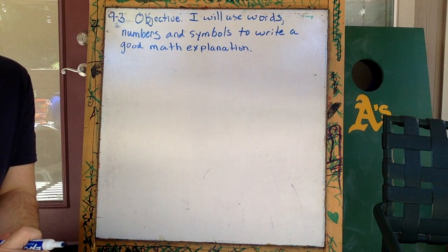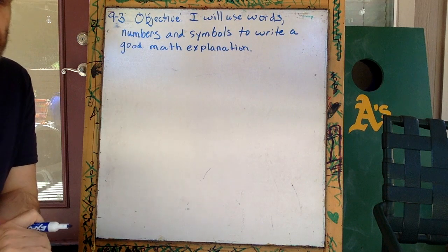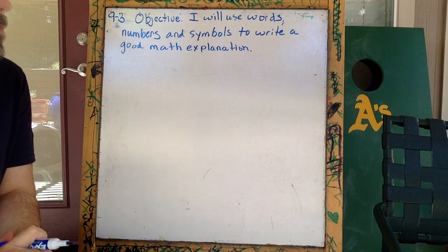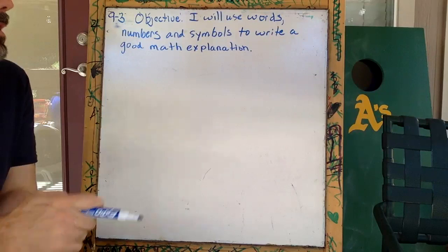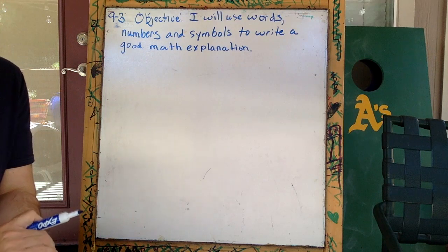All right, so this math lesson is going to be for 9-3. I realized that my first video was really for 9-2, but that's okay. 9-1 and 9-2 are very similar. So this video is for 9-3. As you can see, I wrote the objective up here. I'm going to give you a second to write down the objective, or go ahead and pause the video.